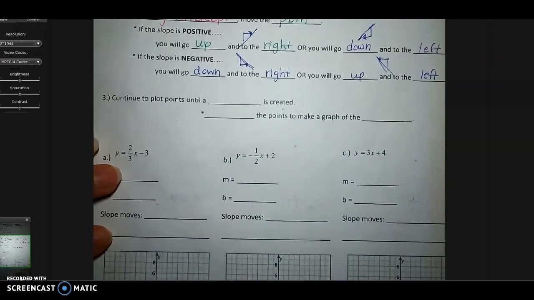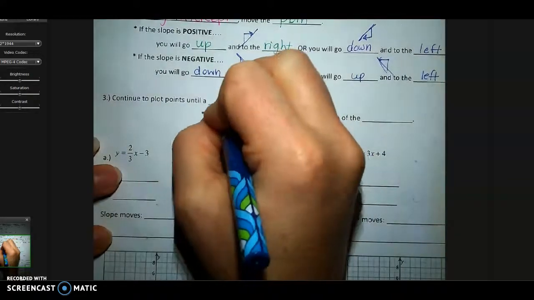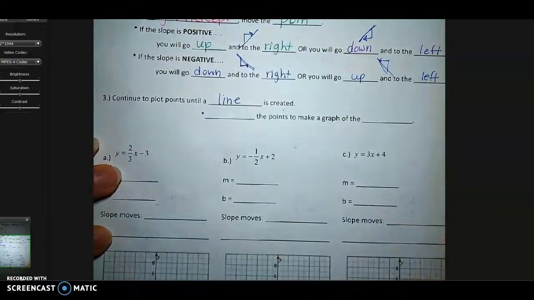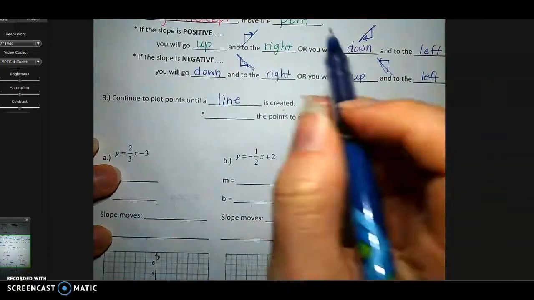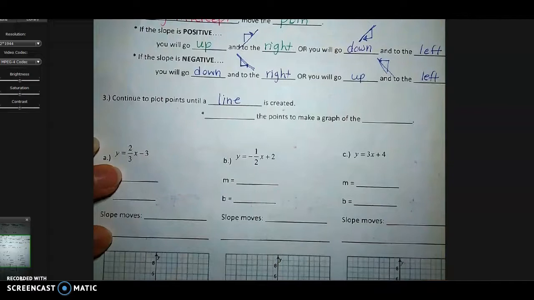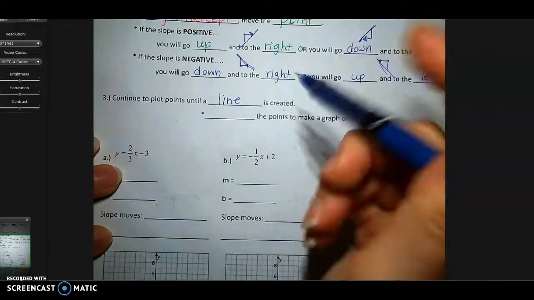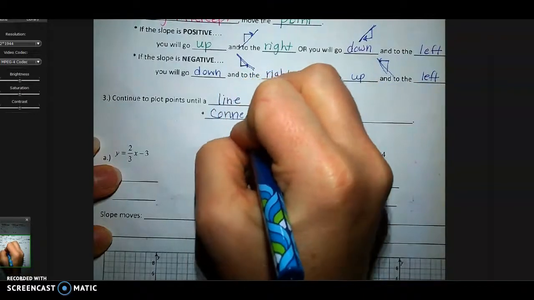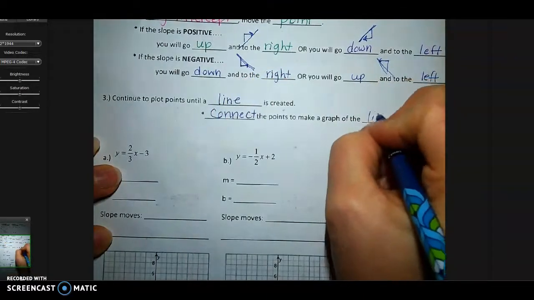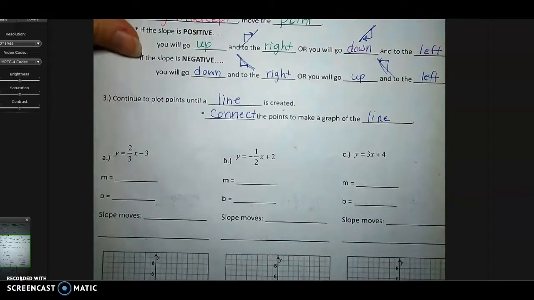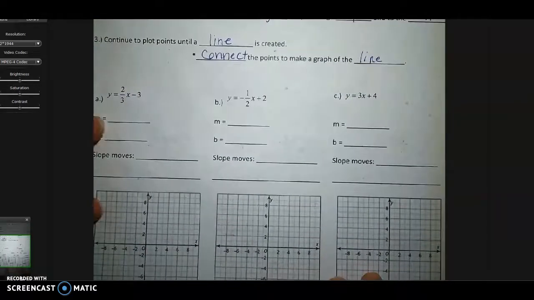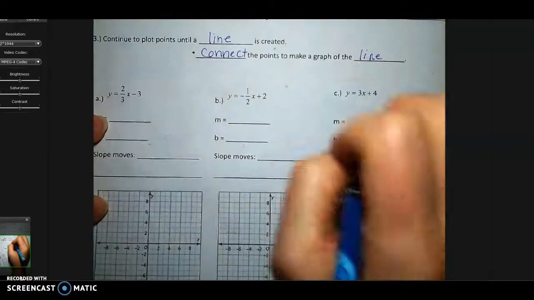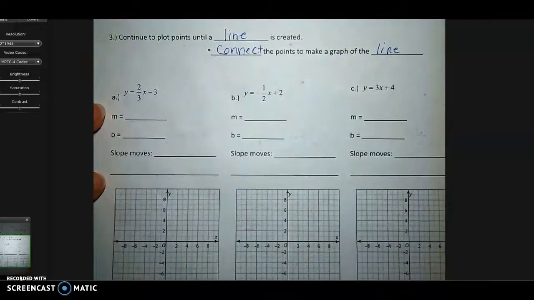Continue to plot points until you can make a line. Now note that you really only need 2 points to make a line. So if you get the y-intercept and one other point on there, you can connect those and make a line. So you really only need 2 points to do that. And then make sure that you put arrows on both sides of the line, because remember that a line really truly goes out in both directions.